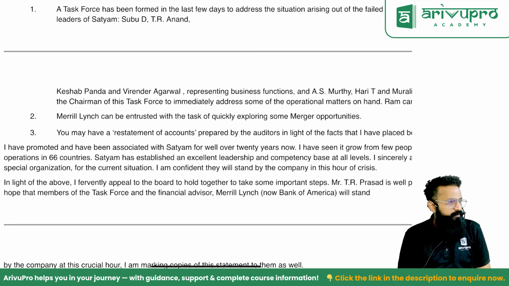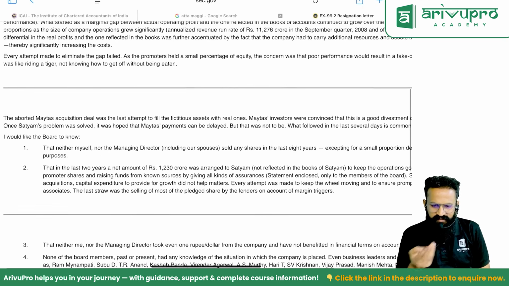SEBI has imposed a penalty. The Securities and Exchange Commission, the US stock exchange regulator, has imposed a penalty of around $9 million. $9 million is how much? 90 lakh dollars. 90 lakh into 100. He paid, and there was a suspension.